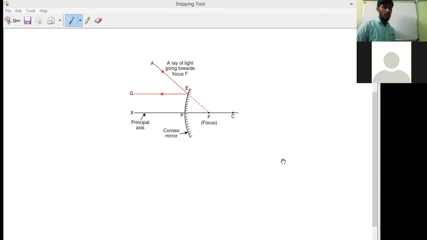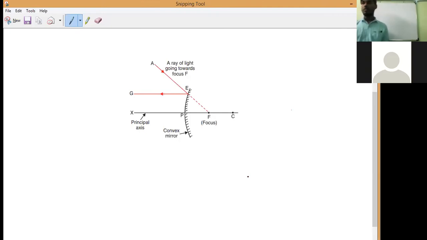Okay, right. A ray of light going towards the focus of a convex mirror becomes parallel to the principal axis after reflection. Those who completed, you draw, no problem. Draw this diagram. If you have doubt, please ask me, anybody. This is rule number 3.